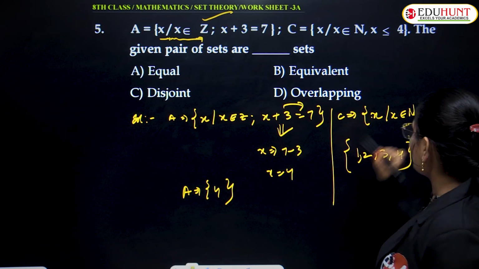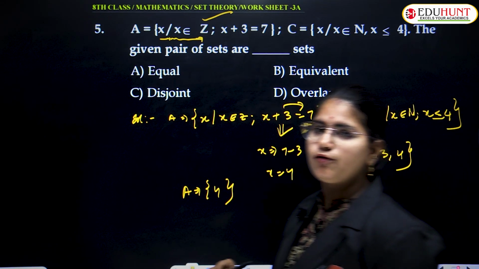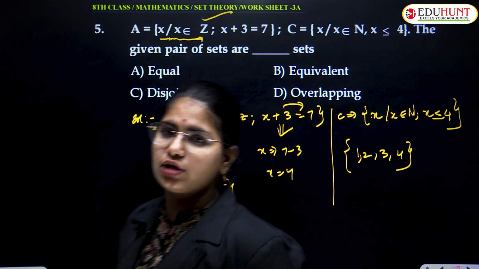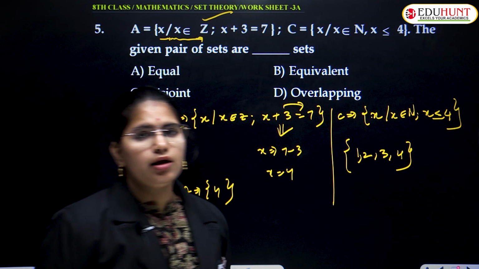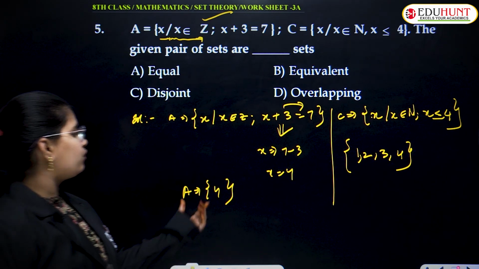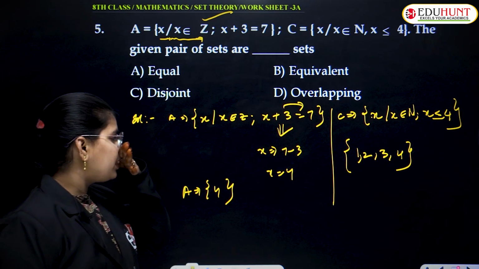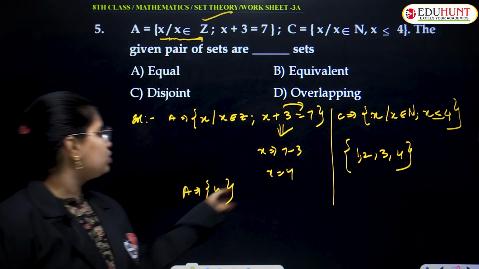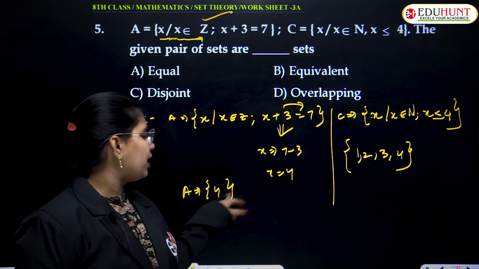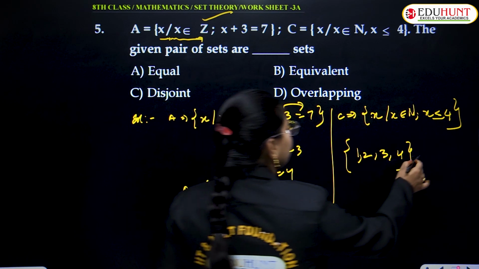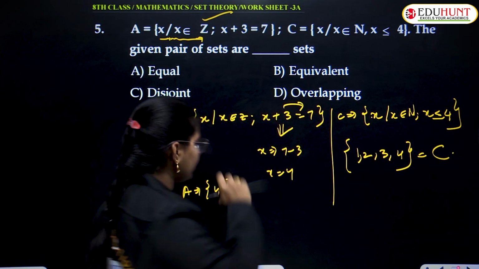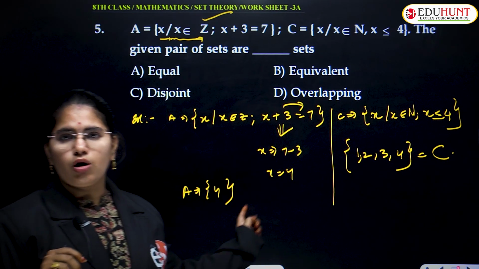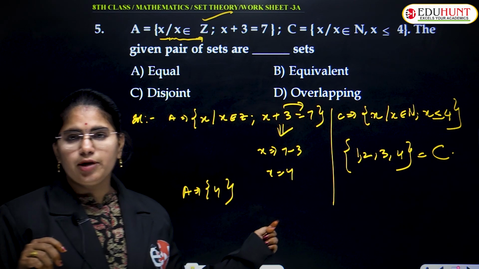So it will be like 1, 2, 3, 4. Right, so you have a total of 4 elements in set C, whereas in set A you have only a single element. So let us go with option verification. What kind of sets are these? First you just tell me by looking at set A and set C. By looking at set A and set C, you found a common element, a single element 4, right?